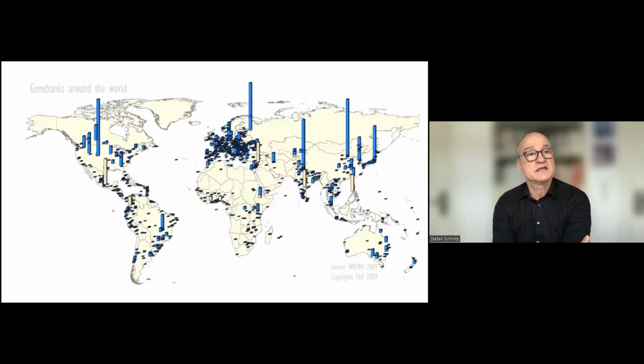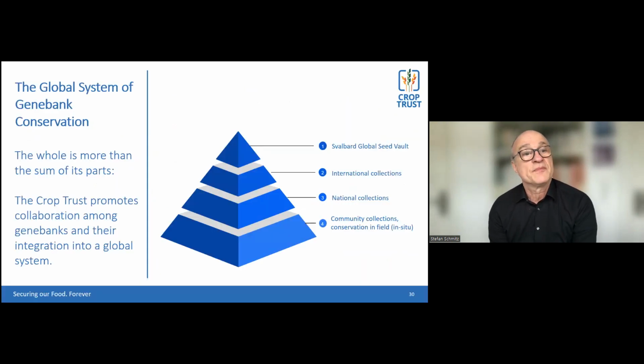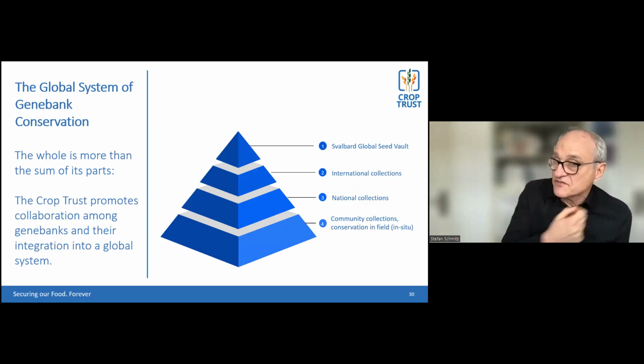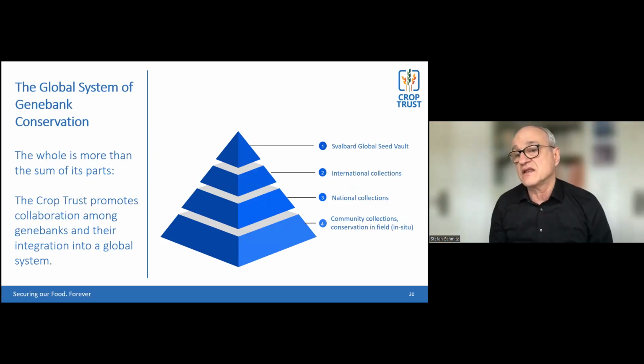Next slide, please. There are lots of gene banks around the world. At FAO, there are more than 1,700 registered ones, many of them pretty small, but also some of them quite important. Next slide, please. So with the global system of gene bank conservation, it is our understanding that the entirety of all the gene banks, the whole is more than the sum of its parts.